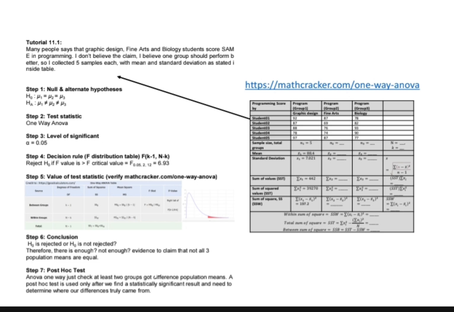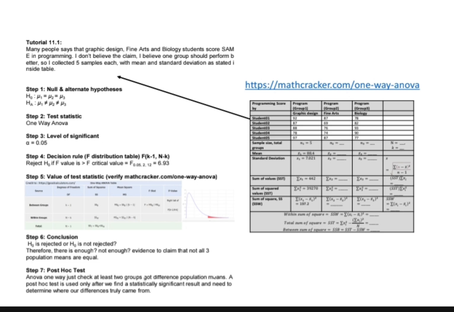Step 1. State the hypotheses. First, we define the null and alternative hypotheses. Null hypothesis, H₀: The mean programming scores of all 3 groups are equal. Alternative hypothesis, H₁: At least one group has a different mean score, not equal to.